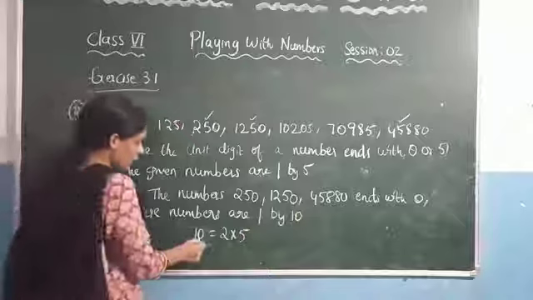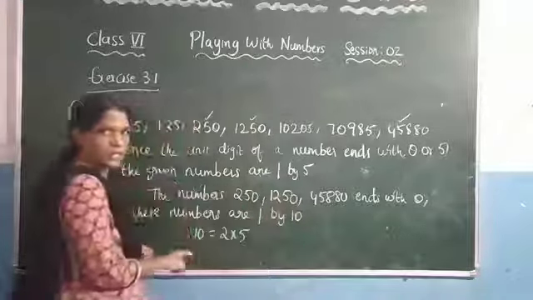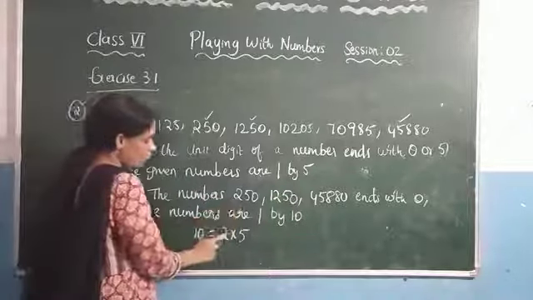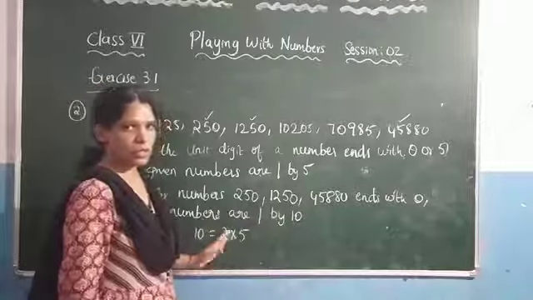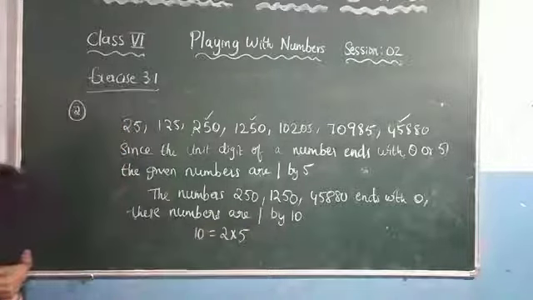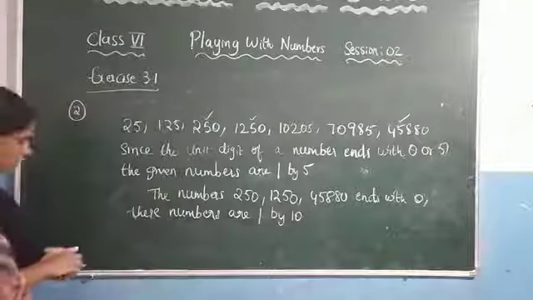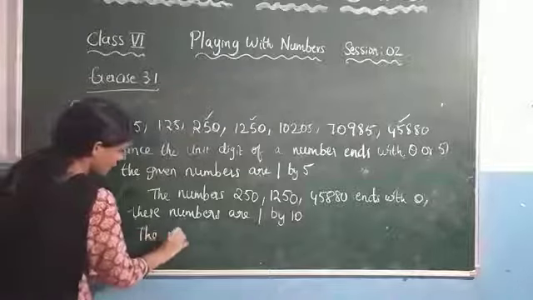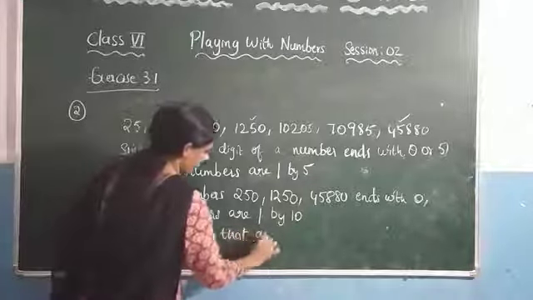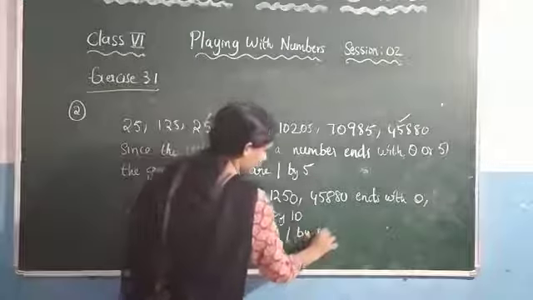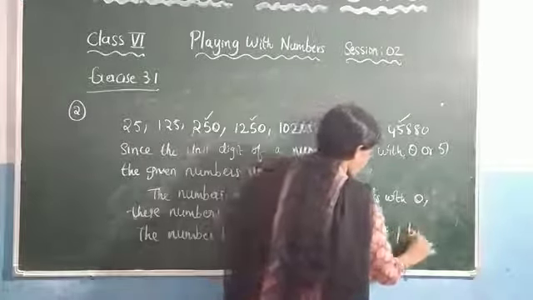Here, we have written 10 as 2 into 5, and you know that these numbers are divisible by 10. Now we are checking whether these numbers are divisible by both 2 and 5 or not. Here, these numbers are divisible by both 2 and 5 also. This is the result, and write it at last. The numbers that are divisible by 10 are also divisible by both 2 and 5.